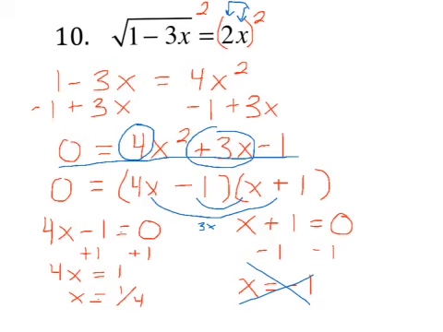Then you set both factors equal to 0 and solve. So we get x equals 1/4 and x equals -1. -1 is extraneous, so x equals 1/4 is the final answer to this problem.